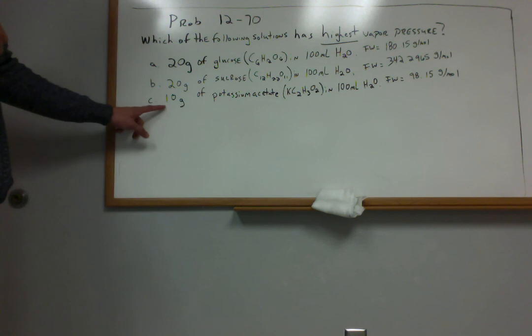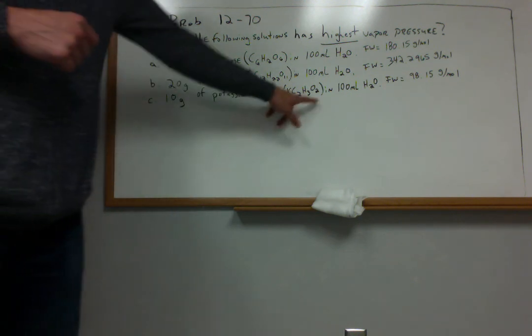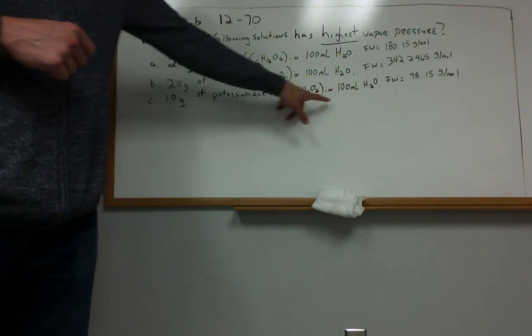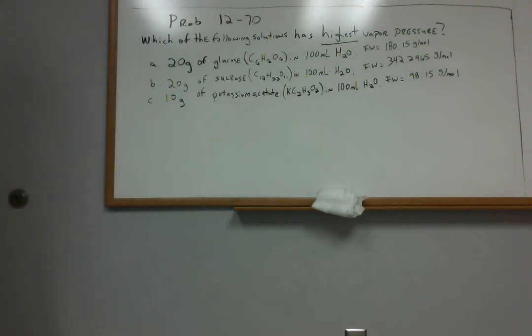Okay? And the last possible solution is 10 grams of potassium acetate. Here's its formula. It's a salt. Okay? These are organic molecules. This is an ionic salt. In 100 milliliters of water. Okay, so these are our three possibilities. We want to know which of these solutions will have the highest vapor pressure.